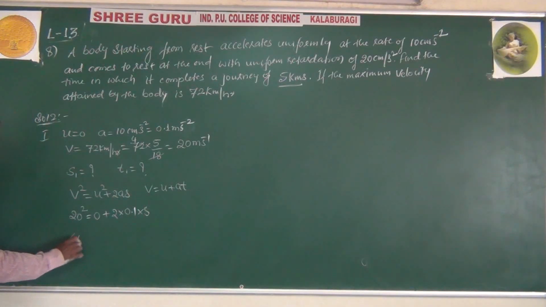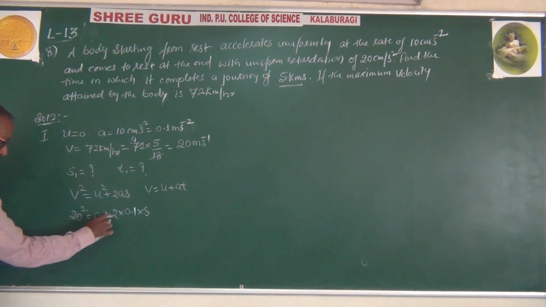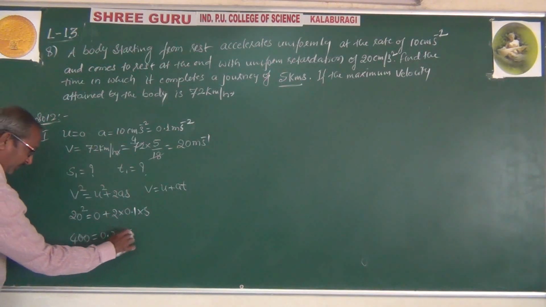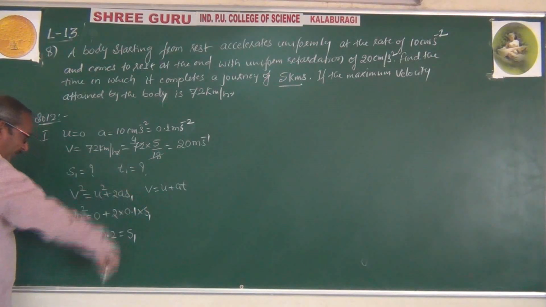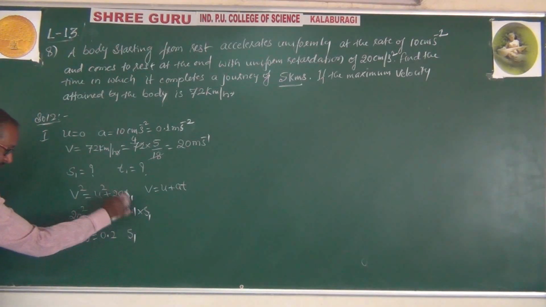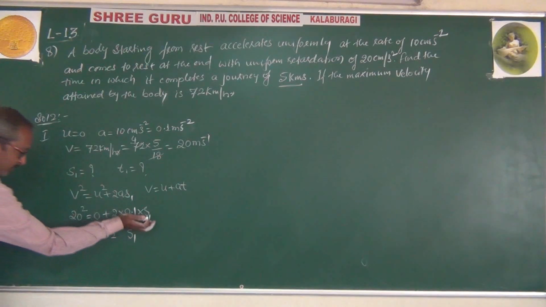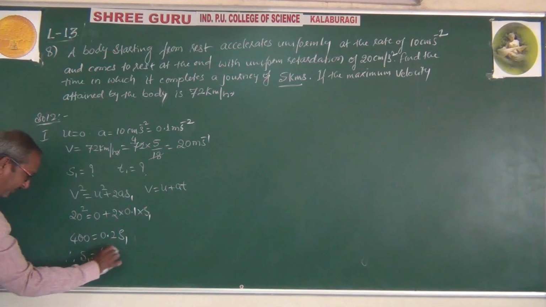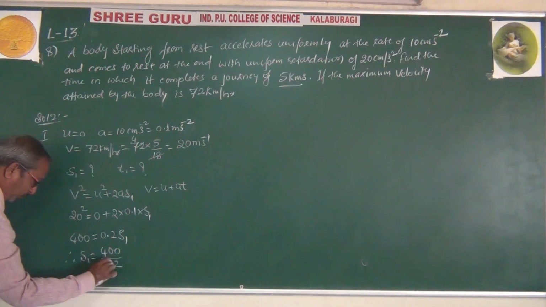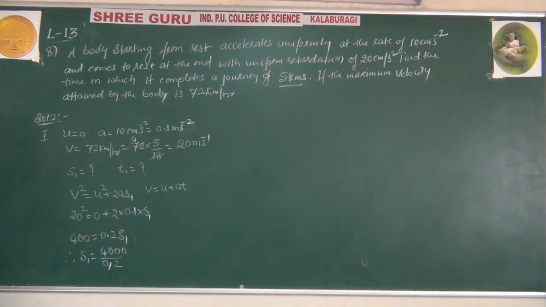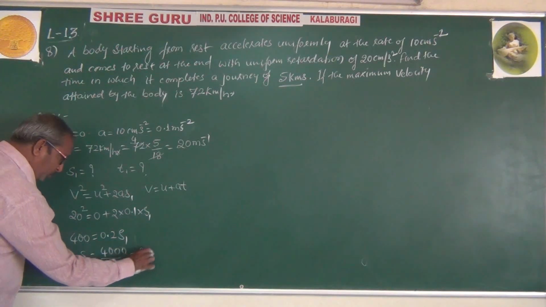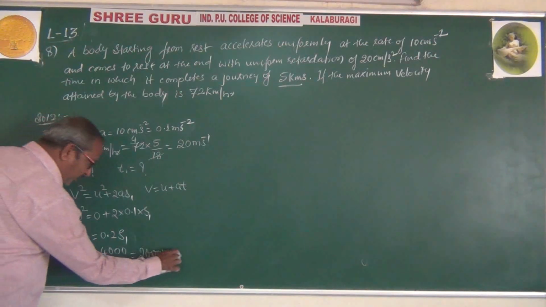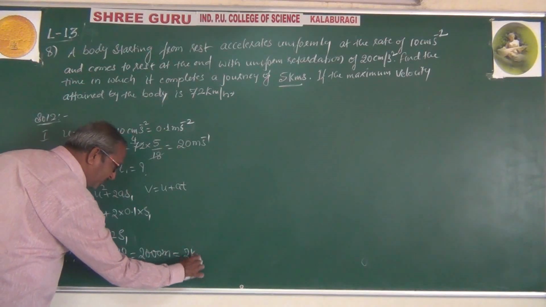Now 20 squared is 400, and 0 squared is 0, 2 into 0.1 is 0.2. So therefore here S1 equal to 400 divided by 0.2. If you want, the point will be replaced by taking 10, so you will get 2000 meters. And this 2000 meters is equal to 2 kilometers.